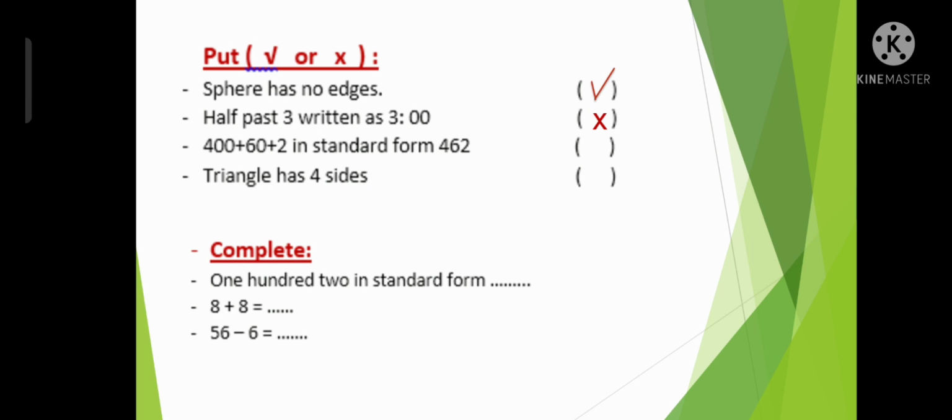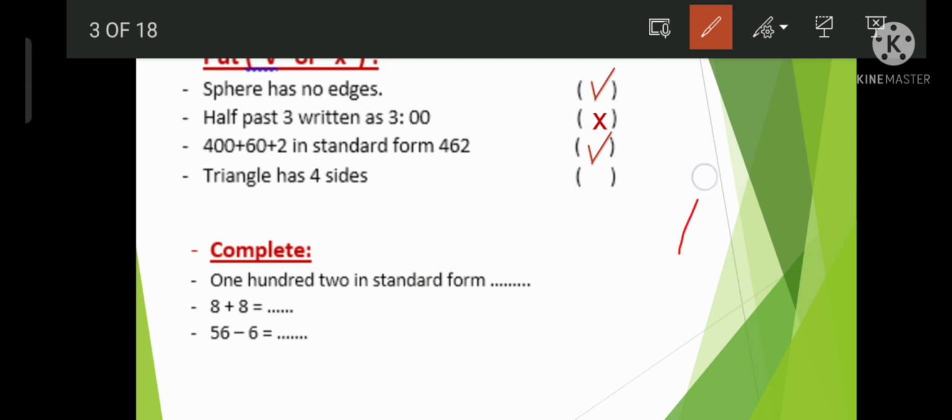400 plus 60 plus 2 in standard form is 462. No wait, 463? Let me check. Triangle has 4 sides. No, triangle has how many sides? 3 sides: 1, 2, and 3 sides.